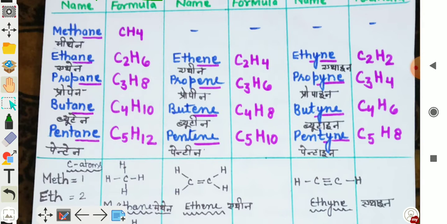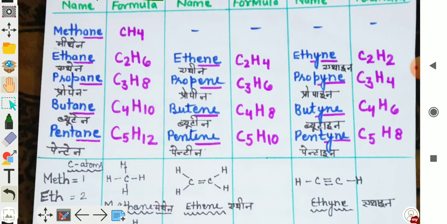pentane. These are the formulas for these compounds, and for alkene: ethene, propene, butene and pentene. Formulas are given to you: C2H4, C3H6, C4H8. All these compounds differ by the unit CH2. And alkynes, 4 members are ethyne, C2H2, propyne, C3H4, butyne, C4H6 and pentyne, C5H8.